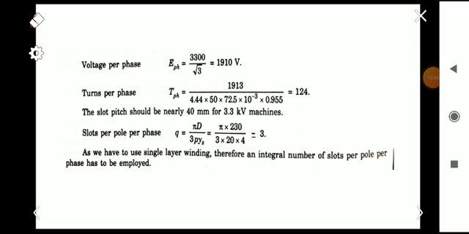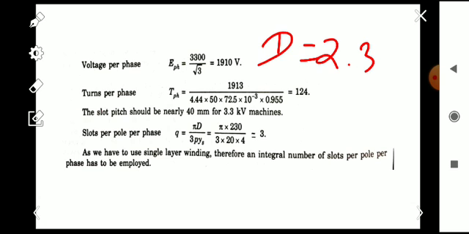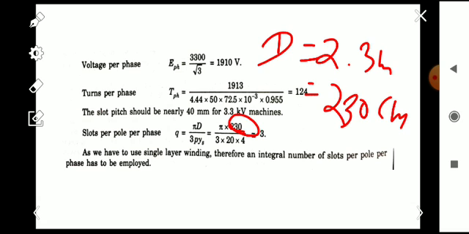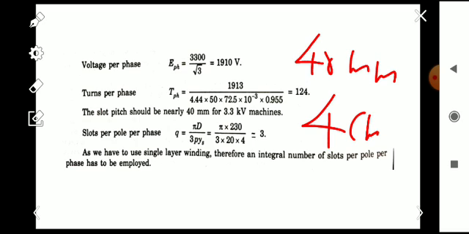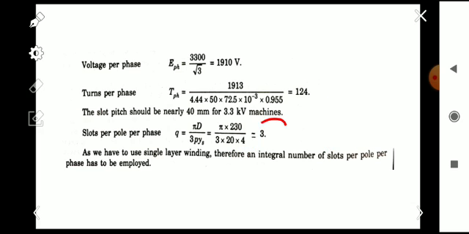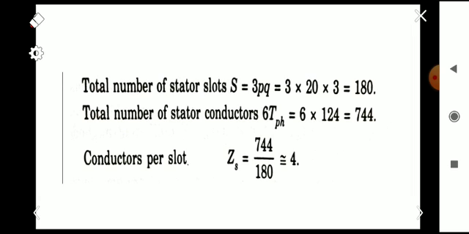In this case the value of d we know is 2.3 meter, and we are taking it as 230 centimeter, which you can see here, and the stator slot pitch of 40 mm means 4 centimeter, which you can also see here. By doing that calculation we are getting the value of q as 3, and the next step is to find the number of stator slots.